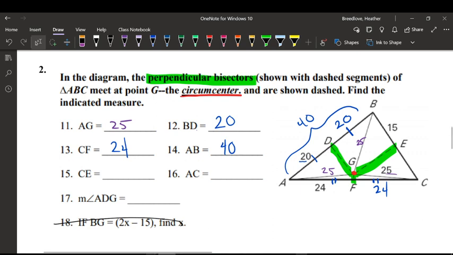Okay, number 15. CE. Here's C, here's E. So I'm on the right side of the triangle, but just half of it, I know the other half is 15. So this side is also 15. The next one asks for AC. AC is the entire length of the bottom of the triangle. So it's 24 plus 24, so it's 48.